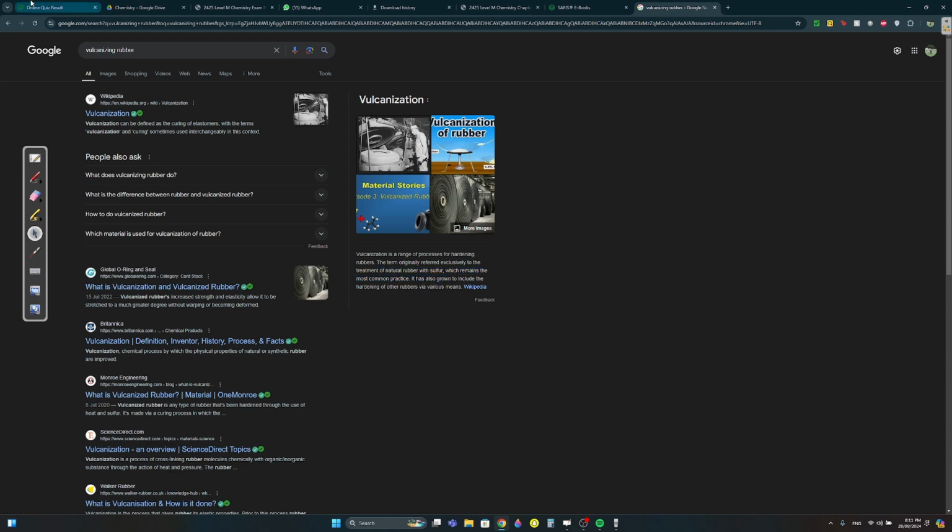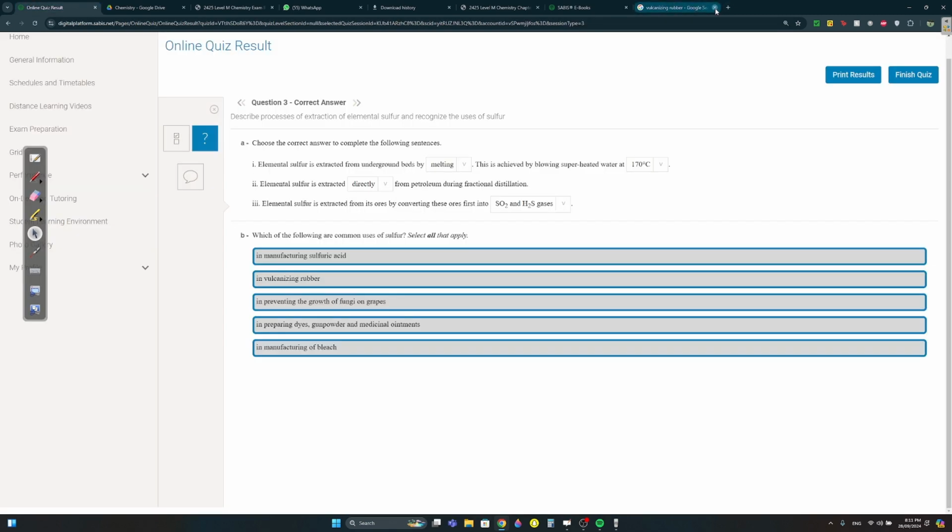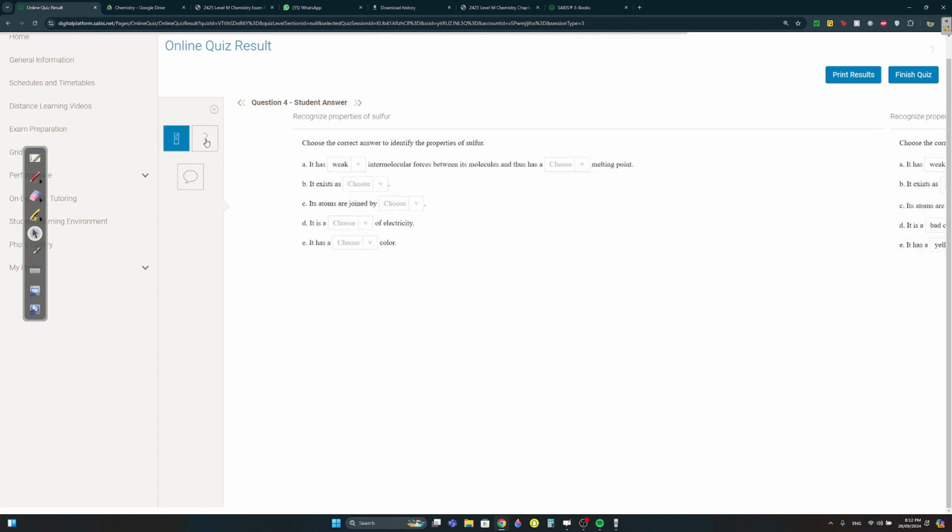Okay, preventing the growth of fungi on grapes. In preparing dyes, gunpowder, and medicinal ointments. In manufacturing of bleach. Apparently, I never knew about any of this until now, except the sulfuric acid. But okay, memorize. Preparing dyes, manufacturing of bleach, preventing the growth of fungi, vulcanizing rubber, whatever.